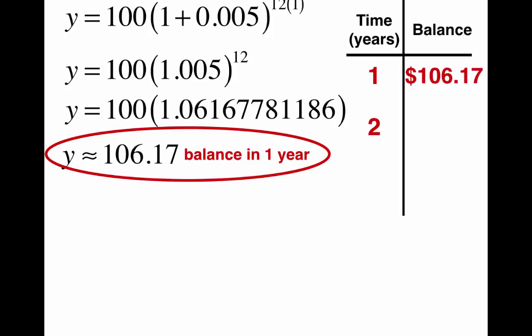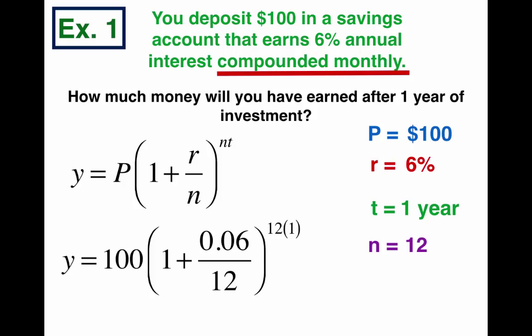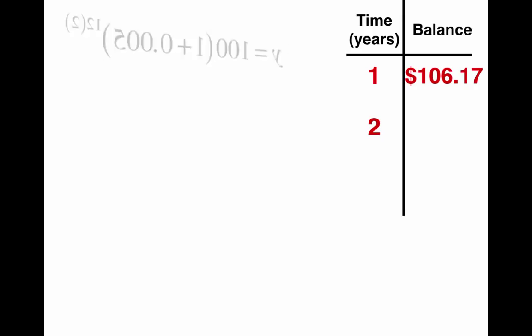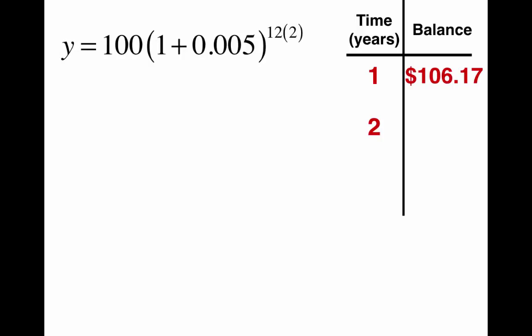Well, if it was 2 years, then we've got to go back. So what we're going to do is go back where we had put in time is equal to 1 year, and change it to 2 years, which means in our formula, instead of 12 times 1 for the power, it'll be 12 times 2. So that changes our math a little bit. Now we're going to have 100, parentheses, 1 plus that 0.005 to the 12 times 2 power.